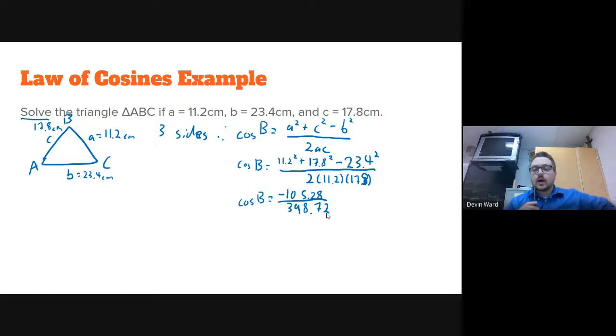Yes. Cosine doesn't care if you have a negative decimal. It has positive and negative numbers. Okay, you'll learn more about that in functions next year. Let me see the sine curve. Okay, so cosine of B, negative 105.28 divided by 398.72 equals negative 0.2640. B is the inverse cosine of that.